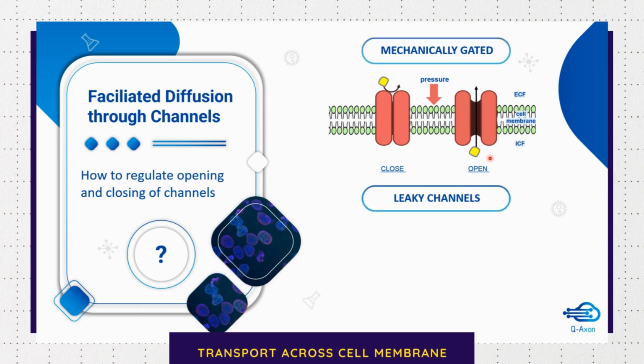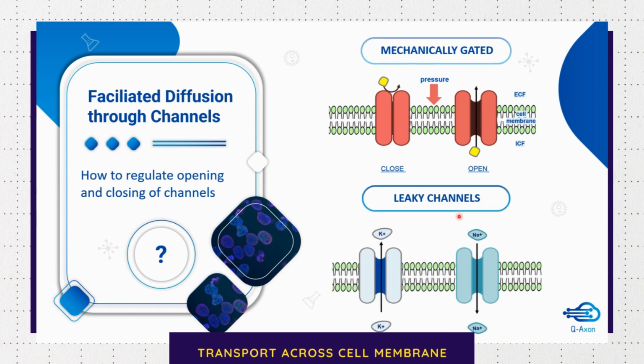Okay, till now we talked about different types of gated channels, that is the voltage gated channels, ligand gated channels and mechanically gated channels. But the membrane also has leaky channels. As the term indicates, these channels are not gated, so they are always open. One example is potassium leaky channels which are present on the membrane, and they are very important for generation of resting membrane potential.